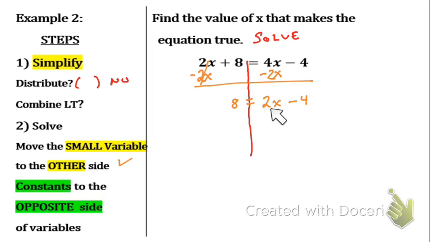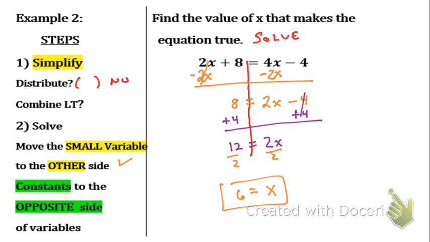So since I moved my variable to the right, that means this constant needs to go to the left, okay? Since it's negative, I will be adding 4, and I'll add 4 to the left. That side cancels. 2x equals 8 plus 4 is 12, and then the inverse of multiplication is division, so x equals 6.